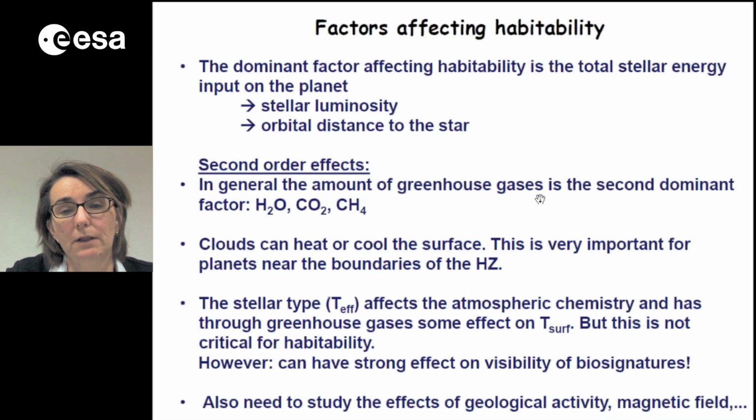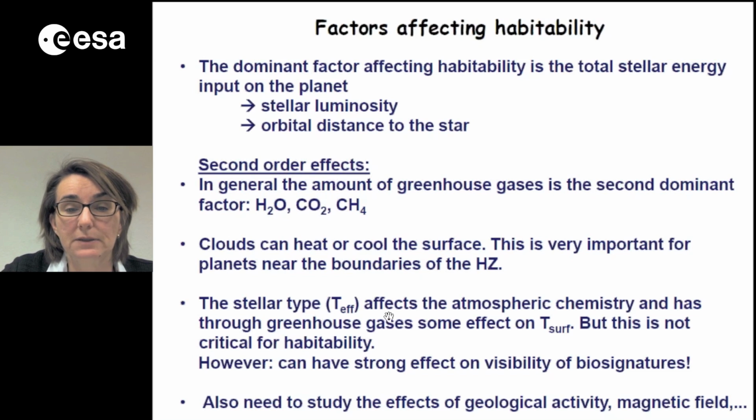The amount of greenhouse gases in the atmosphere determines the surface temperature. There are modifications by clouds. Clouds can heat or cool the surface, which is very important for planets which are near the edges of the habitable zone. There, clouds can make a big difference.